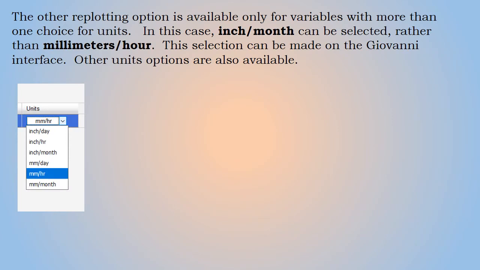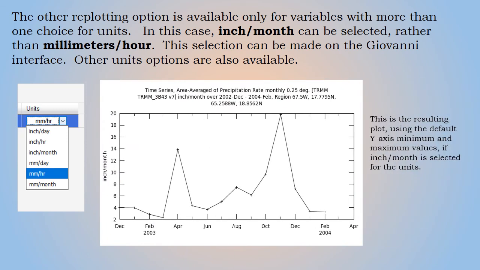The other replotting option is available only for variables with more than one choice for units. Earlier we noted that this variable has a units selection box. In this example, inch per month can be selected rather than millimeters per hour. This selection is made on the Giovanni interface before plotting the data. Other units options are also available. This is the resulting plot using the default y-axis minimum and maximum values if inch per month is selected for the units.